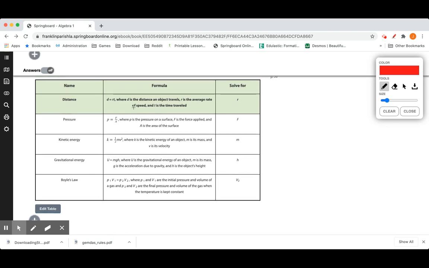So distance, d equals r times t. Distance equals rate times time. And we want to solve for r. So we want to get rid of the multiplying by times on this right side, so we'll divide both sides by time. And so this will be d over t equals r.